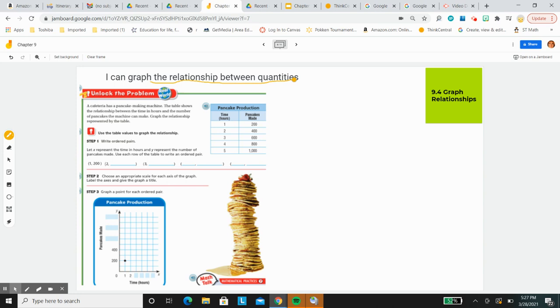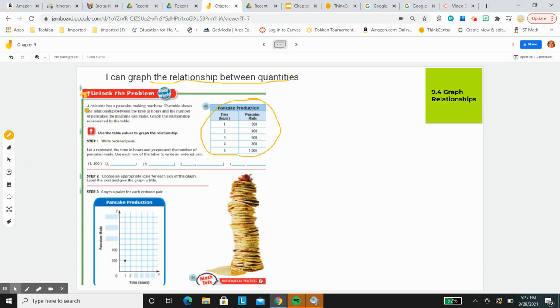Okay, so not only can we create a table, which you see here, we're going to actually create a graph and we're going to graph these. This is a coordinate plane right here. It is only the quadrant number 1, which are your positives. Okay, so let's just get into this problem today. Let's see what we're doing.